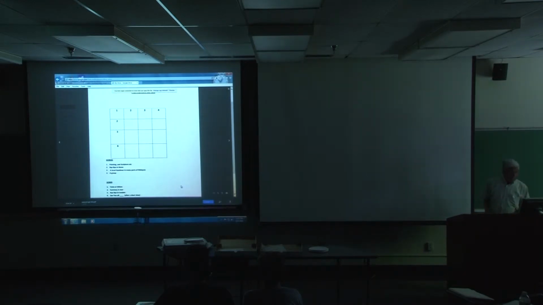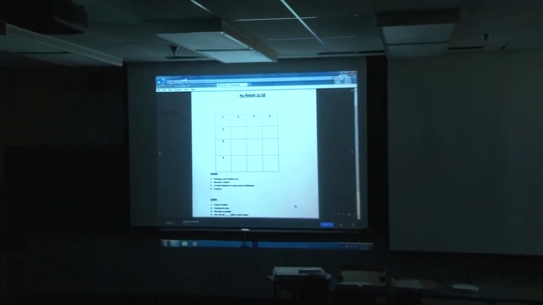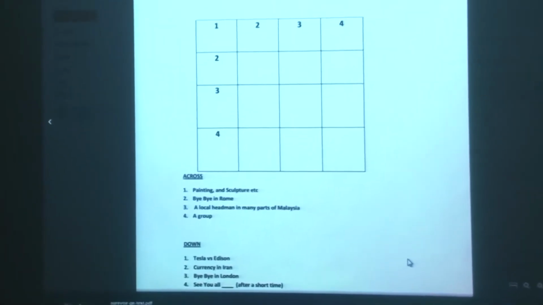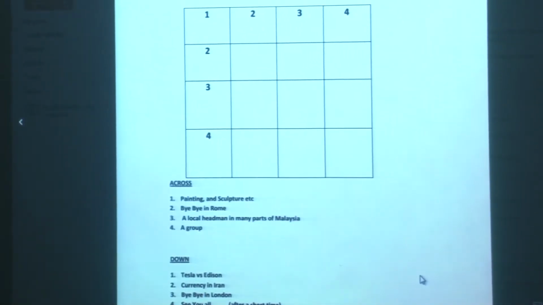First clue is, okay, one down: what you should people know. Tesla versus Edison. 4-letter word, Tesla versus Edison. AC/DC. Do you understand why it is AC/DC? Okay, good.